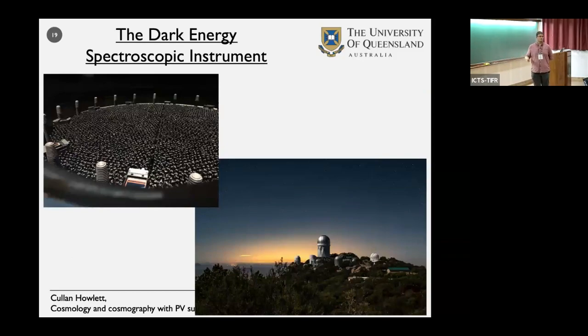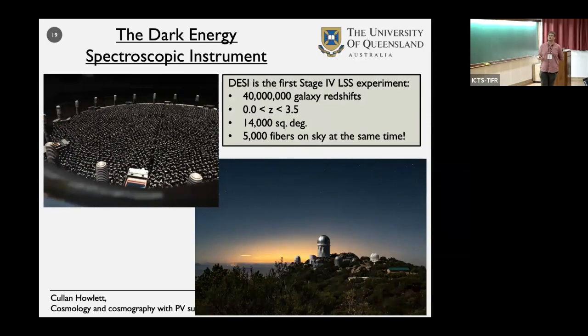And so hopefully I've convinced you that peculiar velocity surveys are interesting and worth pursuing. And so I'm going to tell you in the last few minutes how we're going to look at those in the future. And one of these ways we're going to do this is with the Dark Energy Spectroscopic Instrument.